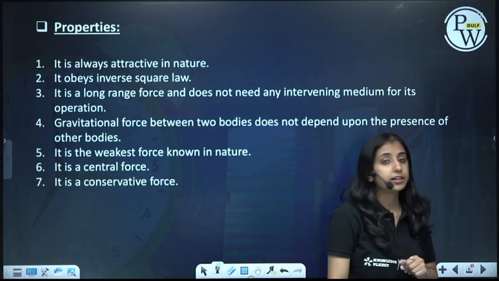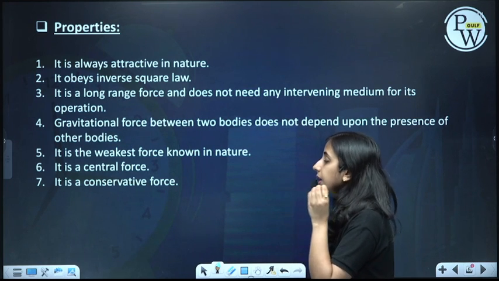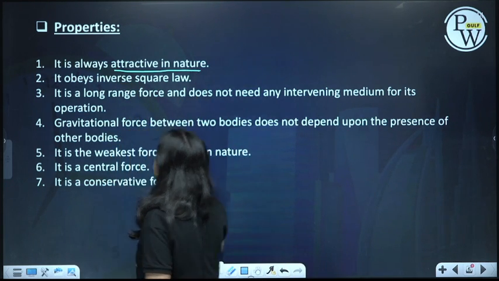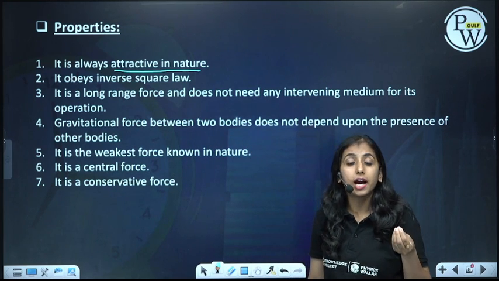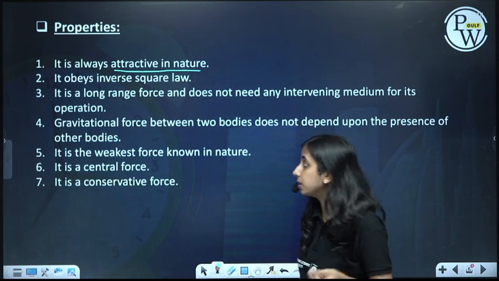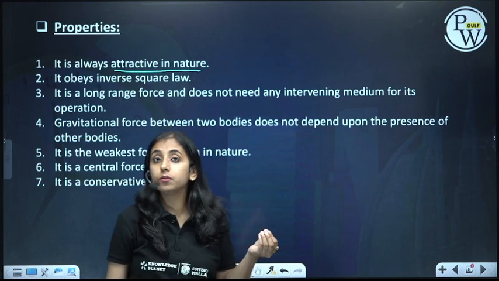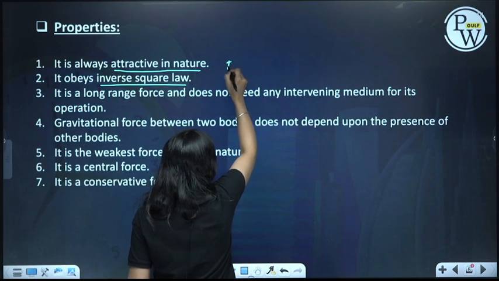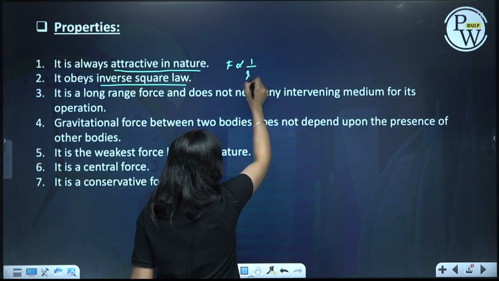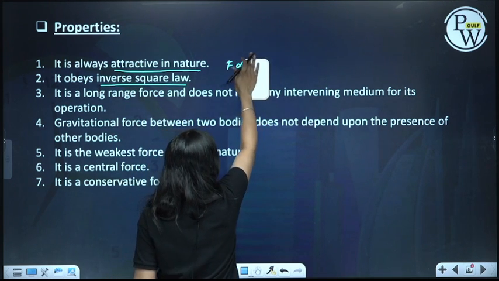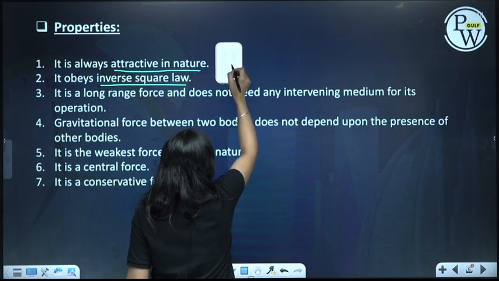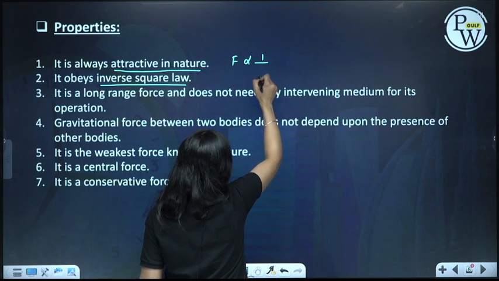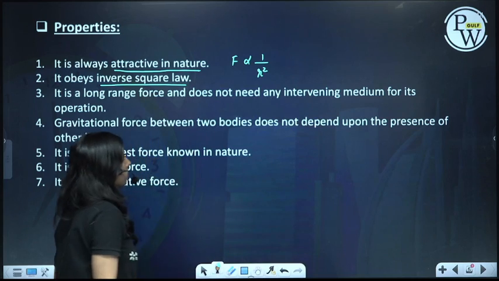Let us study its properties. Gravitational force is always attractive in nature. It is always an attractive force. It is never repulsive. Then it obeys the inverse square law. What is our inverse square law? That force is proportional to 1 by r square. This is our inverse square law, that F is directly proportional to 1 by r square.